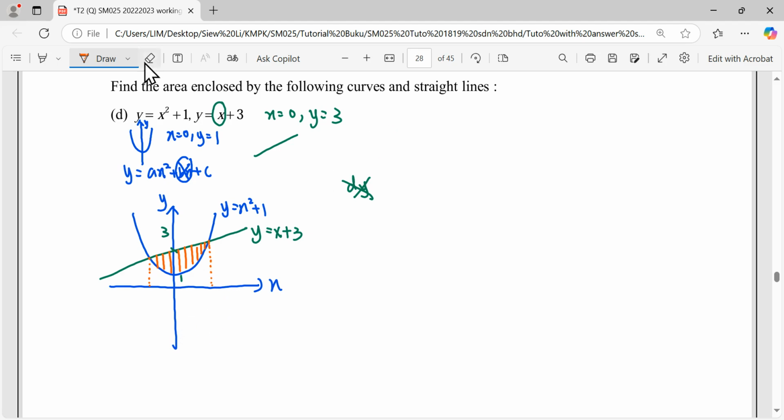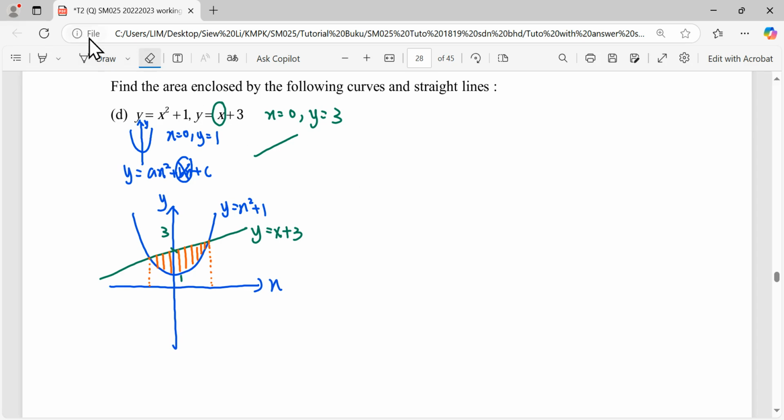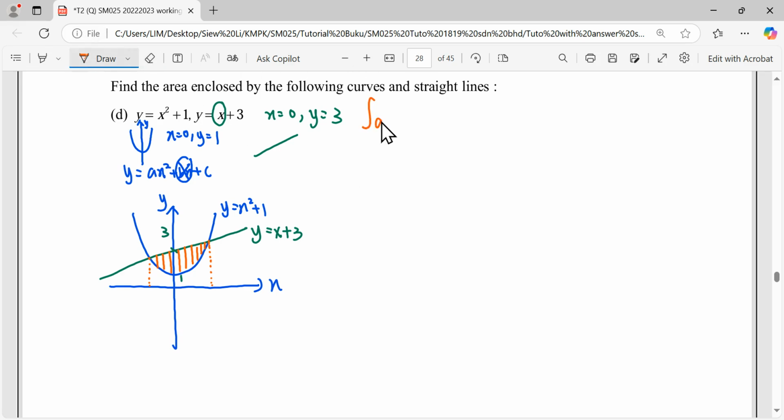Doing our area using dx, the formula will be area equals the integral from a to b. We use the two-curve concept because this region is not directly attached to the x-axis; it is detached and above the x-axis. So the two-curve concept is the curve up here minus the curve down here, f(x) minus g(x), and we integrate with respect to x.